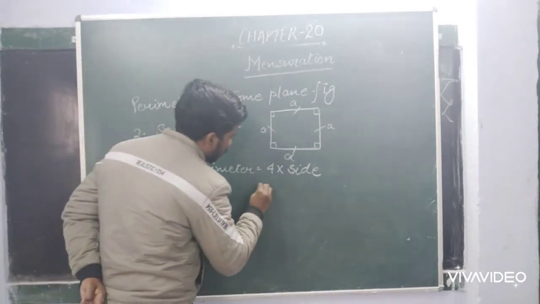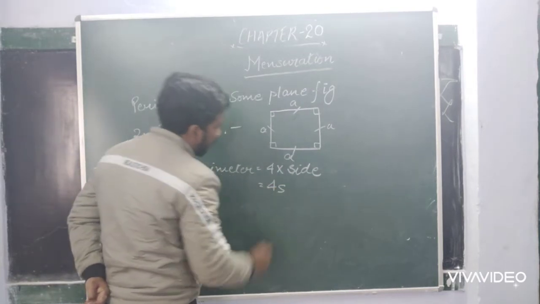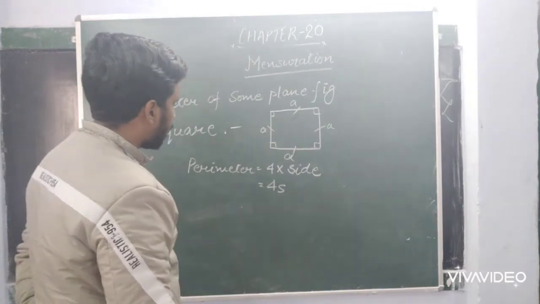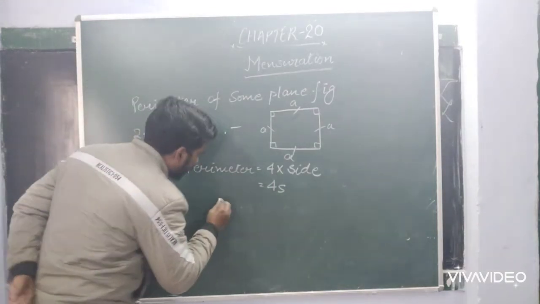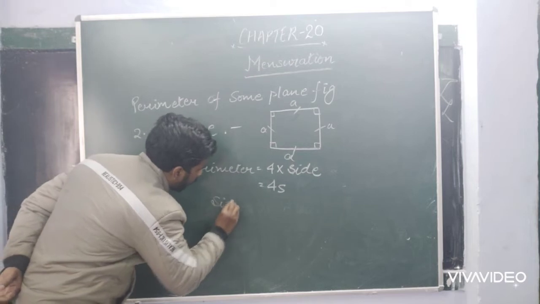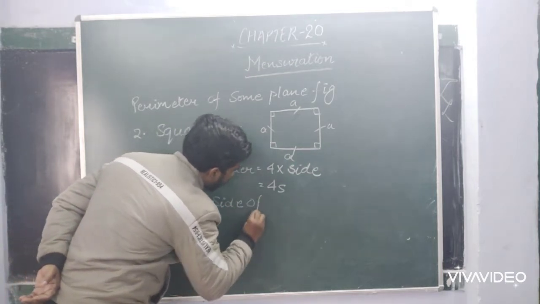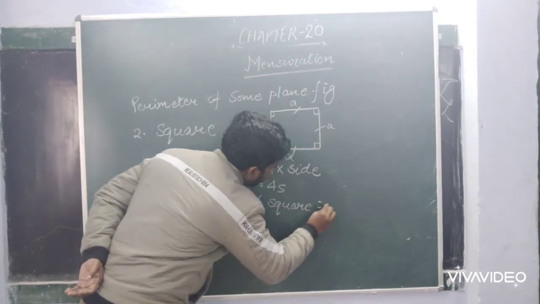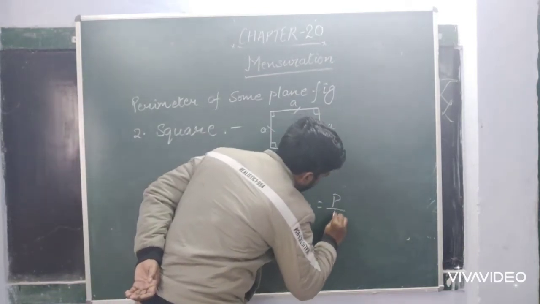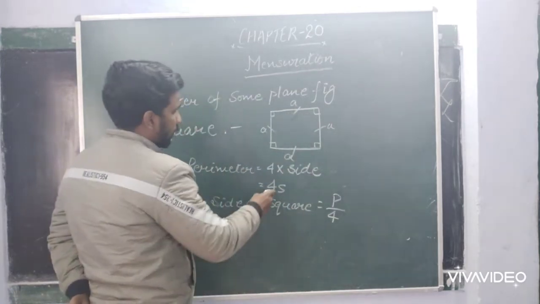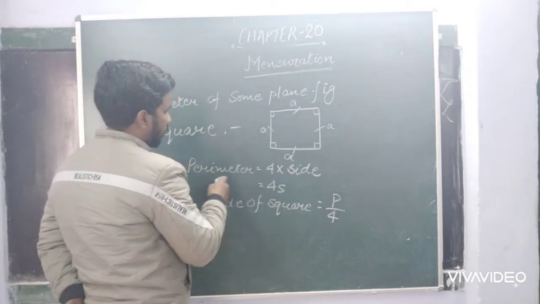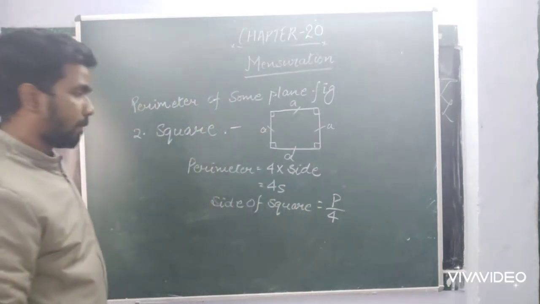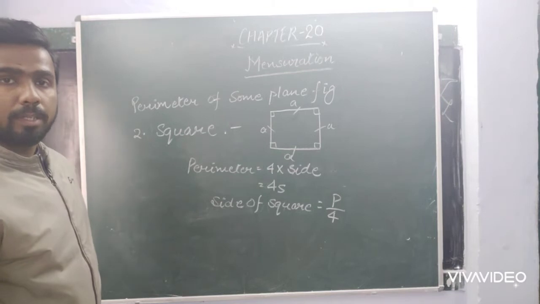Or you can also write it as 4S as an abbreviation. Clear? And if we have to find the side of the square, this will be equal to P upon 4. Okay, there it is in multiplication. When it goes to this side, it changes the sign and goes into division. I hope it is clear.